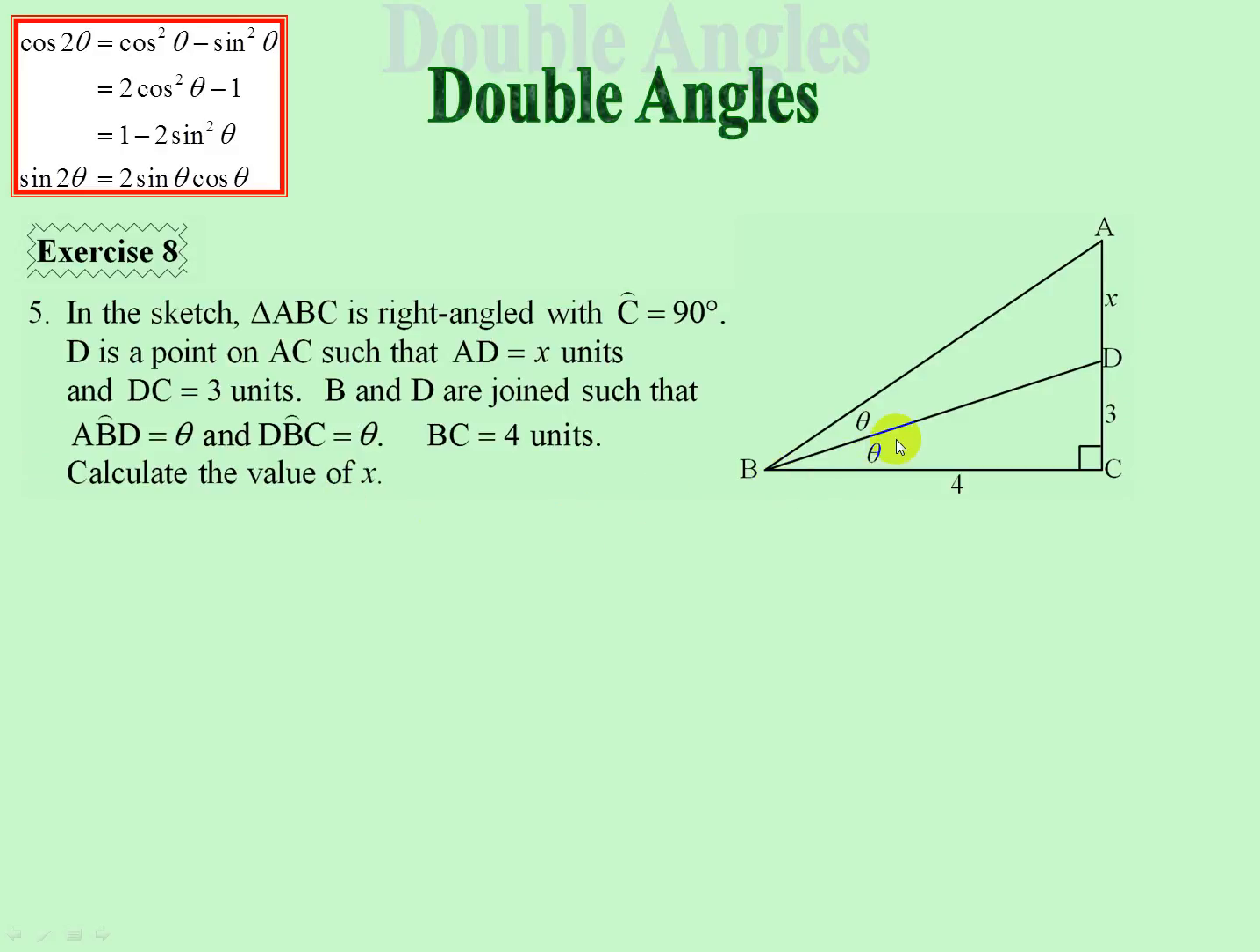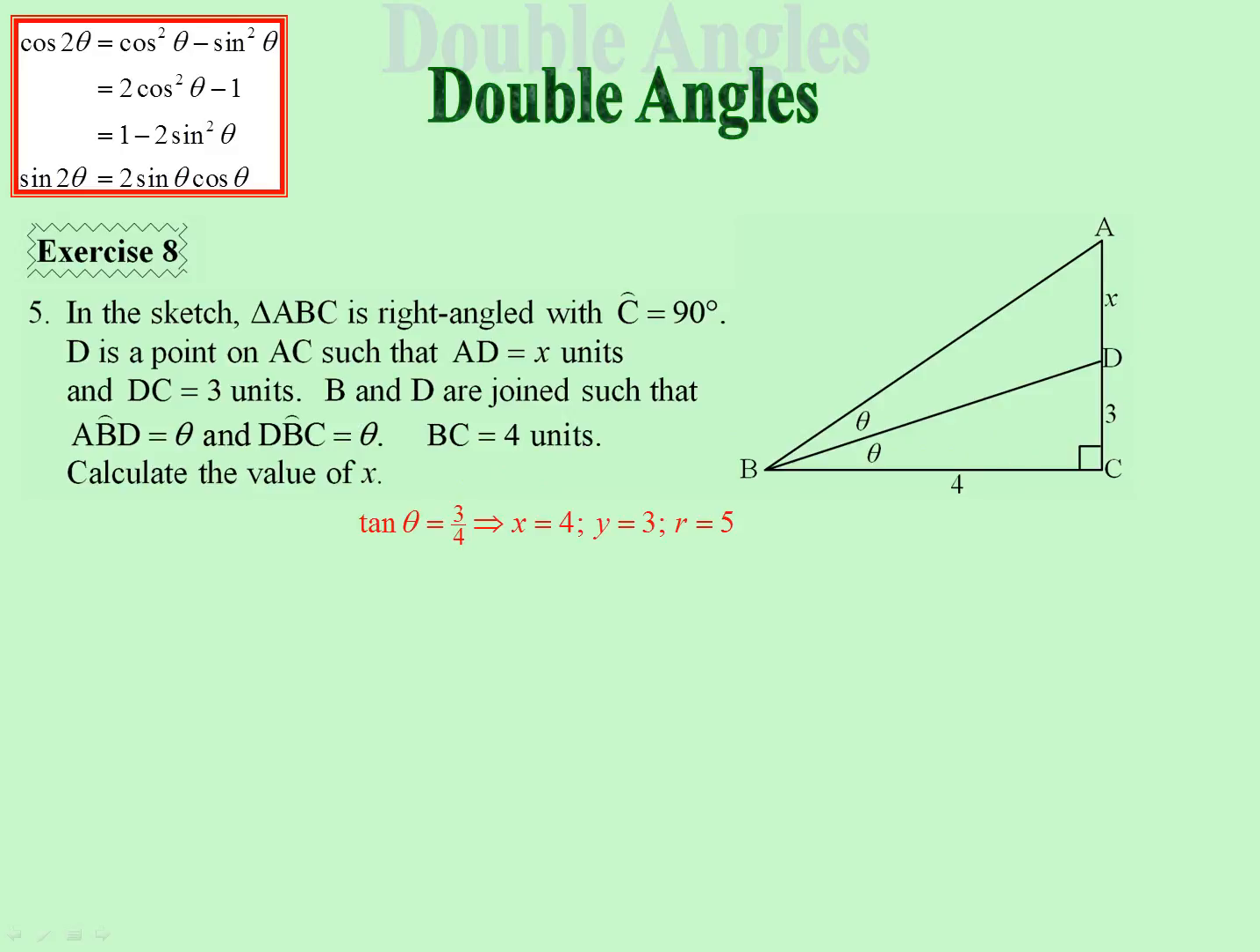Now the whole idea here is that we have two variables. We have theta and we have x. So we need simultaneous equations. One equation can involve 2 theta and x, and the other one can involve theta with a substitution. Right, tan theta is 3 over 4. There we are.